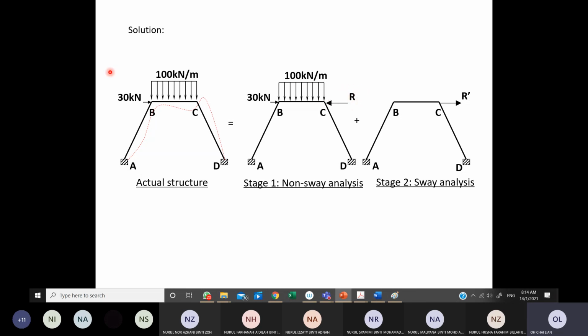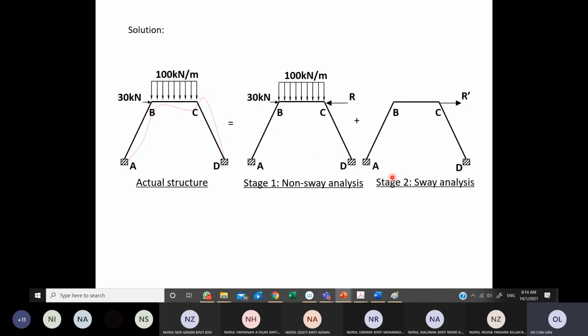Here the loading of 100 kilonewton per meter and 30 kilonewton, the real loading, is still applied in stage 1. With this loading, we can determine the fixed end moments, and we can put these fixed end moments in the moment distribution table. The analysis is conducted exactly like the beam analysis or non-sway frame analysis. Then we move to stage 2.